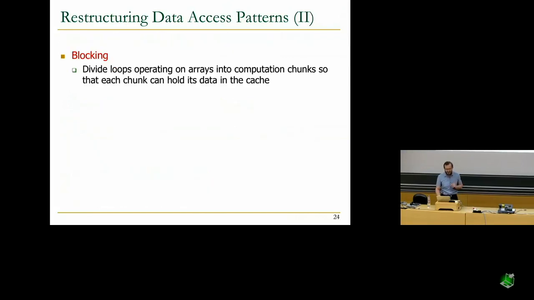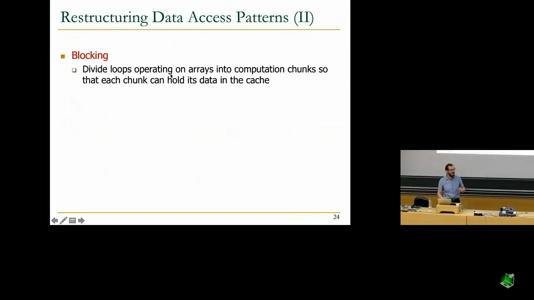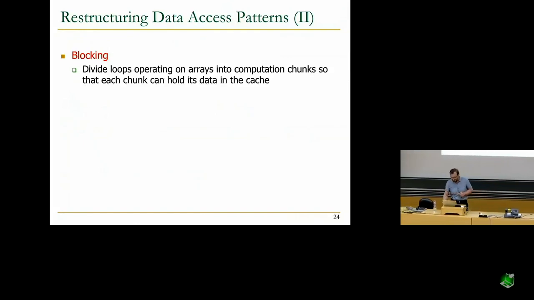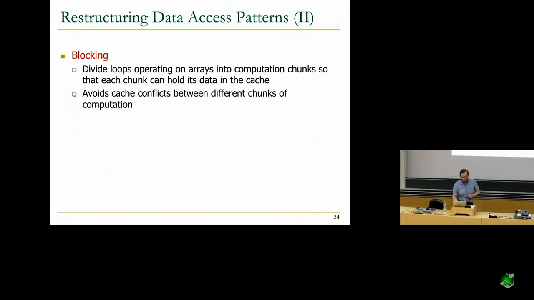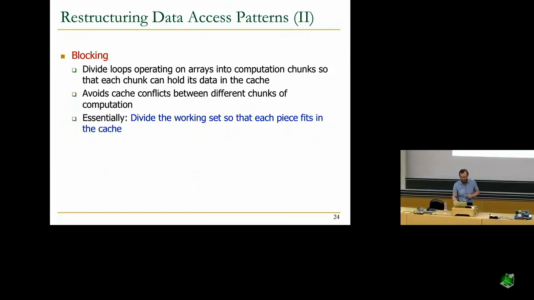Okay, blocking, we already discussed it. If your working set doesn't fit into your cache, why don't you divide the loops operating on arrays, for example, into computation chunks such that each chunk can hold its data in the cache? Each sub-working set fits into the cache. And this avoids cache conflicts between different chunks of computation. Essentially, divide the working set so that each piece fits in the cache.